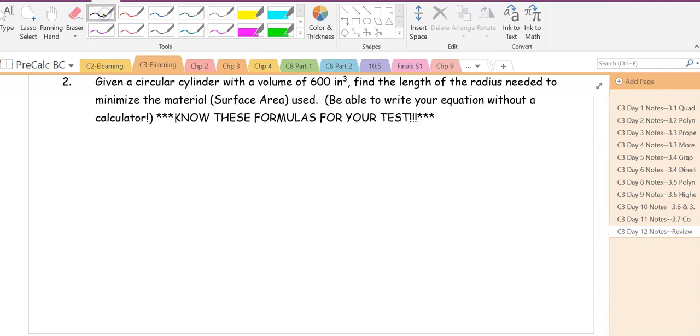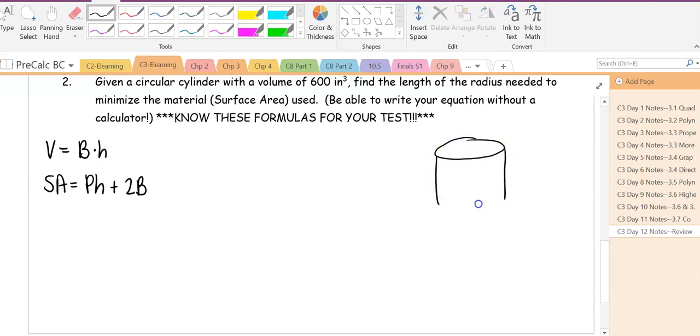So some formulas you need to know. Again, volume is just area of the base times height, and surface area is perimeter of the base times height plus the area of the two bases. And I'm just going to draw a beautiful little picture here. Very nice. And we're looking for the radius to minimize material.